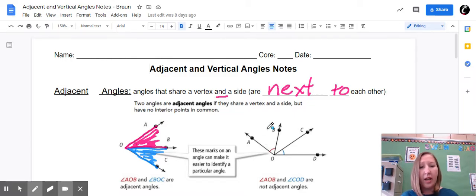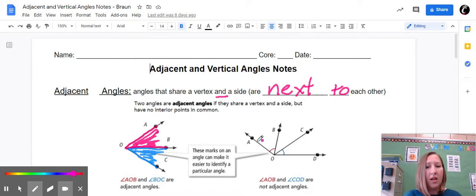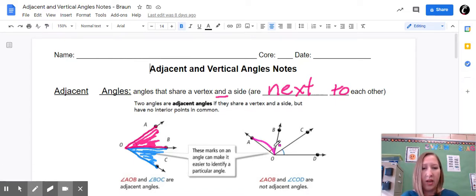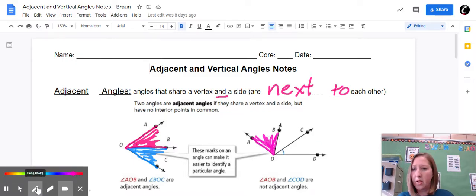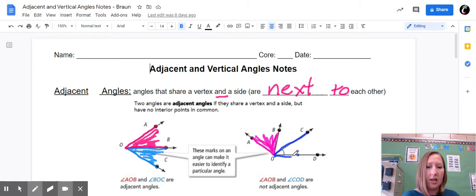Over here, looking at angle AOB, we're looking at this angle, all this in between. So we can shade this. And COD. This time, these angles are not adjacent because even though they share a vertex, they do not share a common side. So AOB and COD are not adjacent angles.